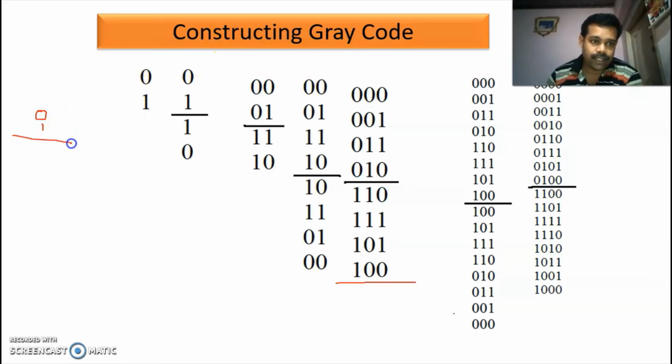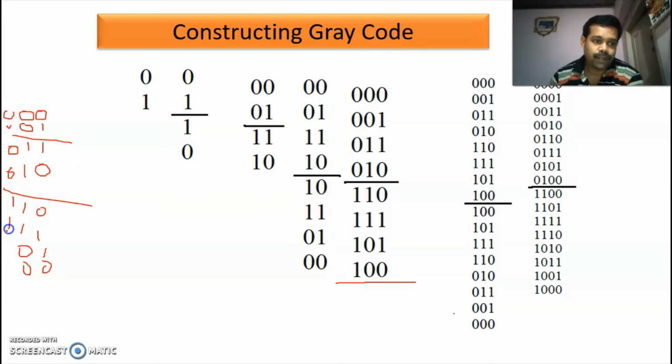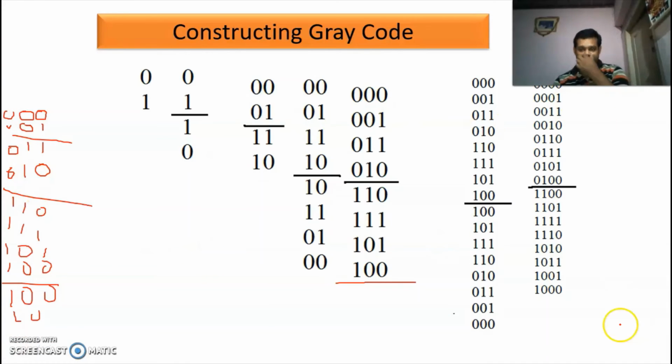Once again I will tell, first you write a 0, then you write 1, then you take the mirror image, that is 1 0. Above this line you put 0, below the line you put 1. Again you take the mirror image, 1 0, 1 1, 0 1, 0 0. Above this line you put a 0, below this line you put 1. Again you take the mirror image, and similarly above this line you put zeros, below this line you put 1. So you'll be getting the gray code.